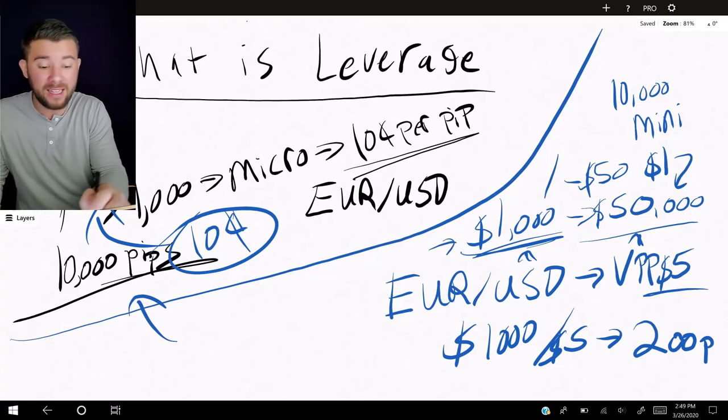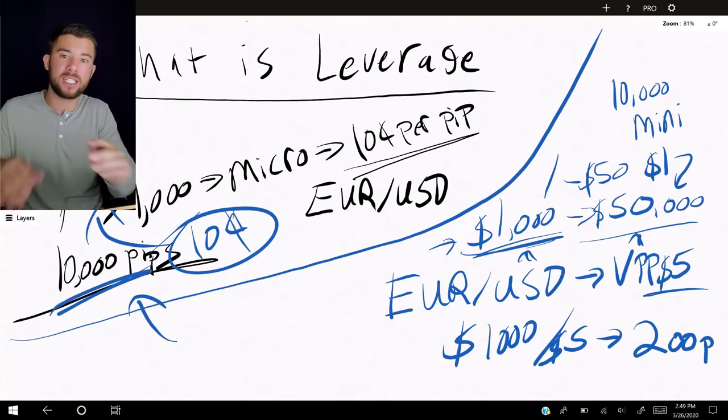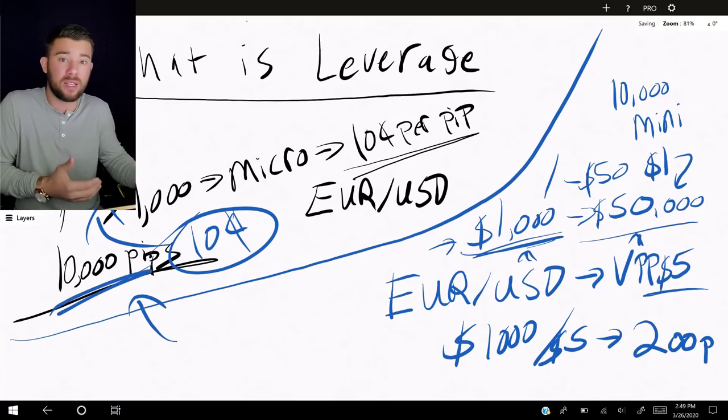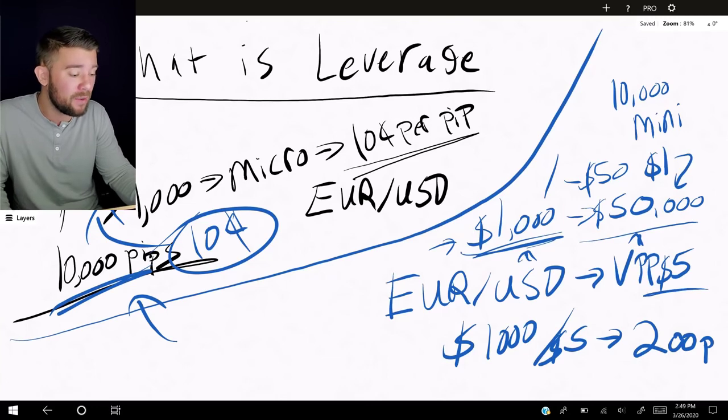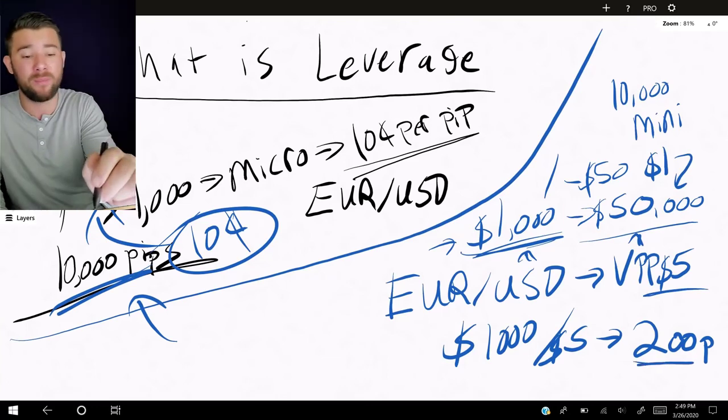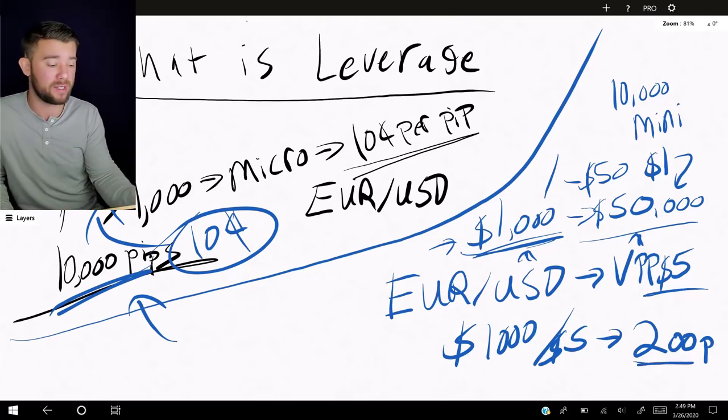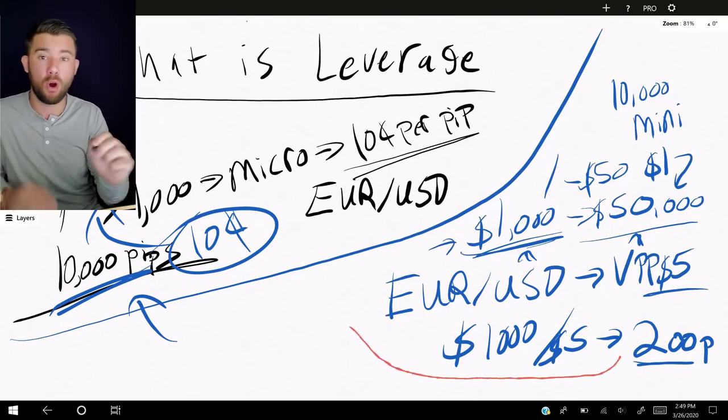So instead of 10,000 pips of risk, the reason most traders blow their accounts using leverage is because they only have 200 pips of risk. And guess what? You don't really have 200 pips of risk, because they are going to margin call.